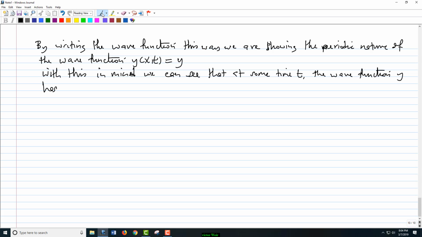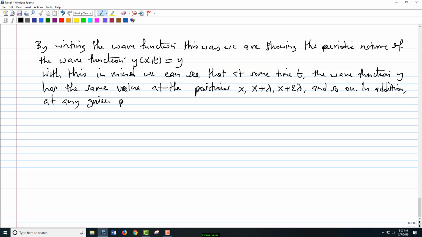With this in mind, we can see that at some time t, the wave function y has the same value at the positions x, x plus lambda, x plus 2 lambda, and so on. And in addition, at any given position x, the value of y is the same at times t, t plus uppercase T, t plus 2 uppercase T, and so on.